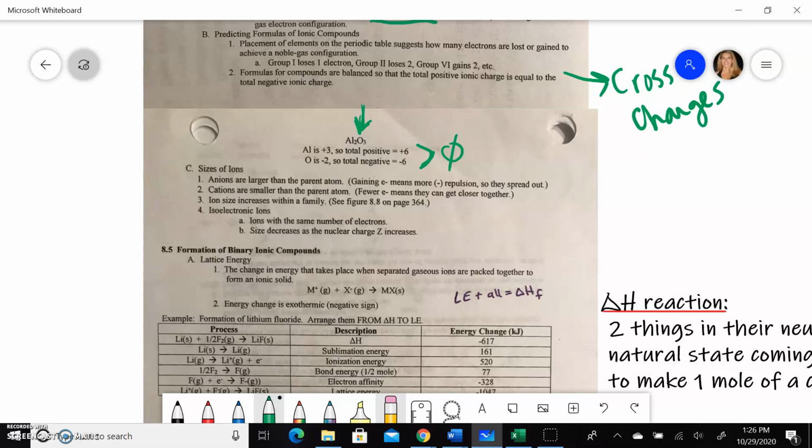But it's the opposite for cations. So for cations, if you lose electrons, then the remaining electrons don't have as much repulsion, so they can get a little bit closer to the nucleus, and so that shrinks the atom.